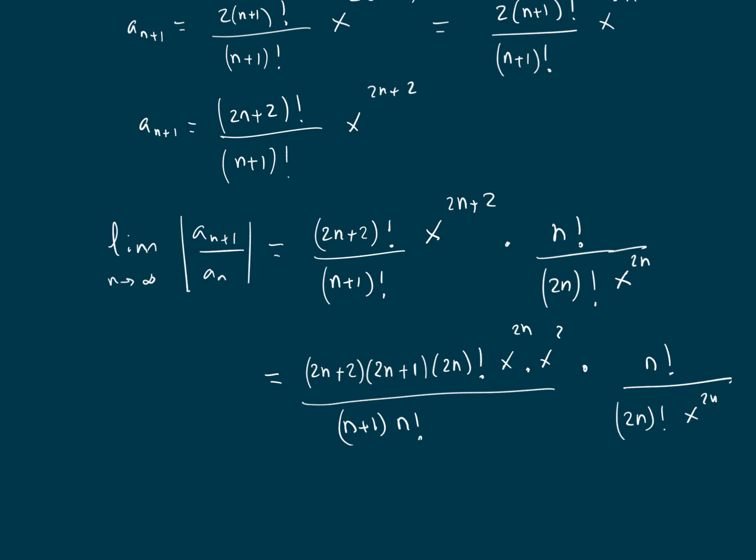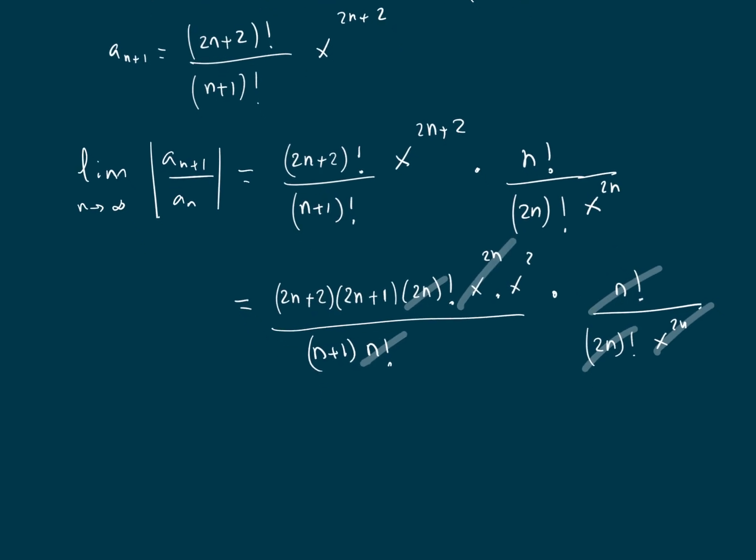And now I can cancel things. n factorial will cancel with this. 2n factorial will cancel with 2n factorial. x to the 2n will cancel with x to the 2n. So I have to make the limit when n goes to infinity of the absolute value of this. But everything is positive, so we can drop the absolute value.